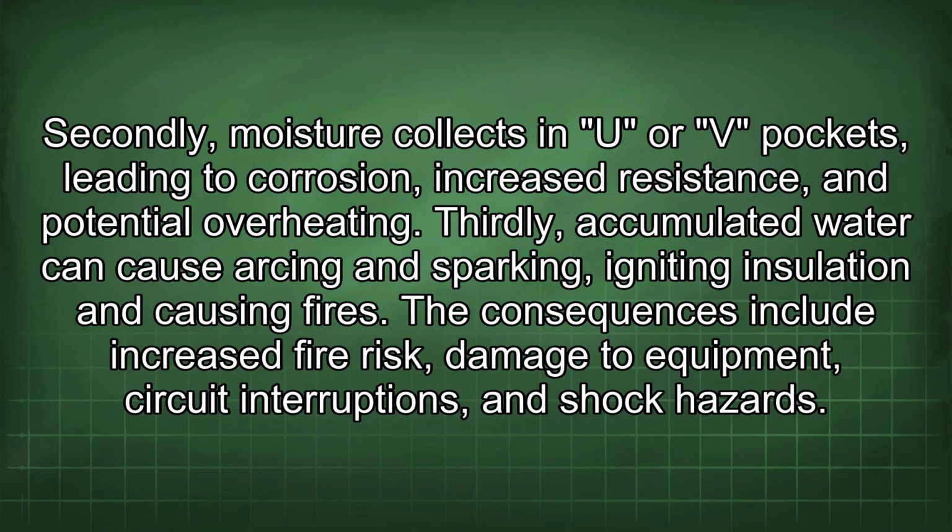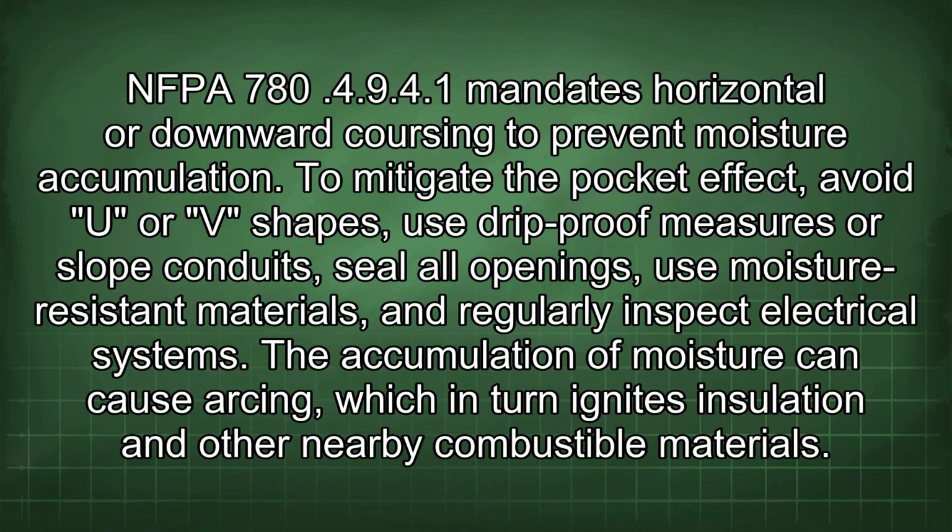Thirdly, accumulated water can cause arcing and sparking, igniting insulation and causing fires. The consequences include increased fire risk, damage to equipment, circuit interruptions, and shock hazards. NFPA 784.9 mandates horizontal or downward coursing to prevent moisture accumulation. To mitigate the pocket effect, avoid U or V shapes, use drip-proof measures or slope conduits, seal all openings, use moisture-resistant materials, and regularly inspect electrical systems.